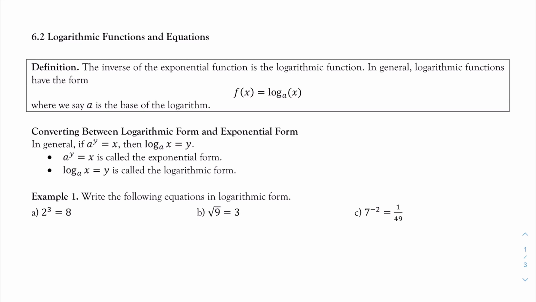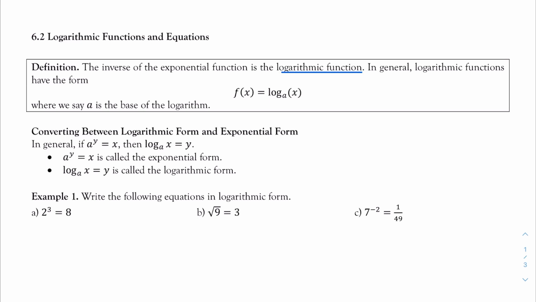So, defining the log function. The inverse of the exponential function is actually the log function. I'm saying log instead of logarithmic function, just a pretty standard shortening that people use. In general, log functions have this form. F of x is equal to, and I'm going to read this a certain way, log base a of x. And just like I said in the notation here, we say a is the base of my logarithm.